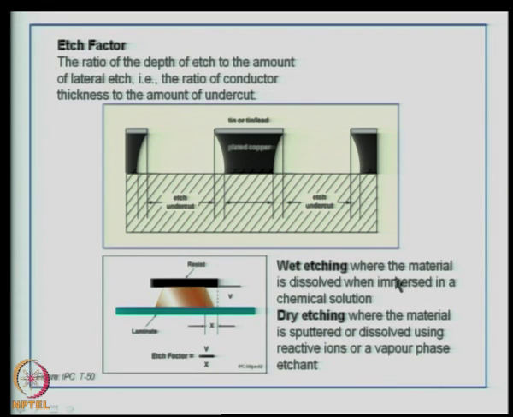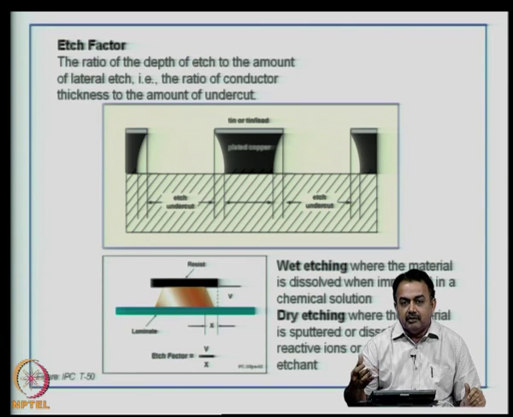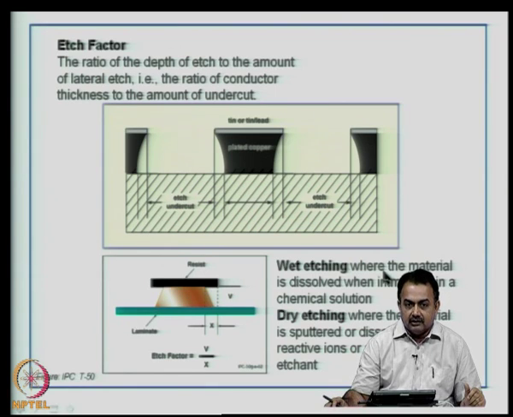Coming from wet etching to dry etching, where the material will be sputtered or dissolved using reactive ions that are generated in an equipment, typically in a vapor phase etchant chamber. So, there are a lot of differences between using a dry etchant. You can also use a dry plasma, that means in a reactive ion chamber you can create reactive ions which form plasma and then they react with the copper surface and remove the copper from the surface of the PCB. So, that is a dry etching process.